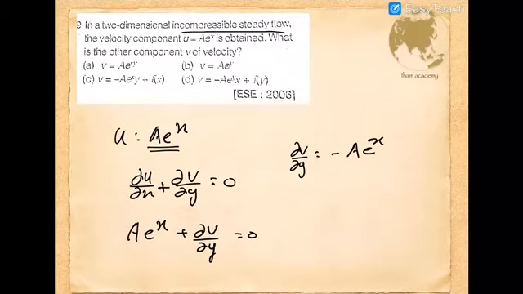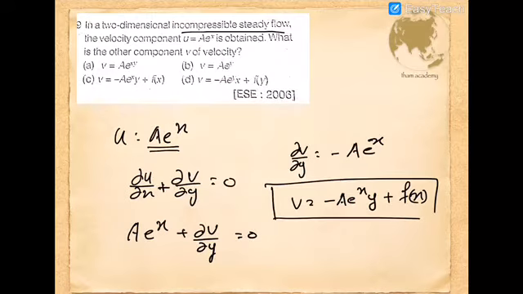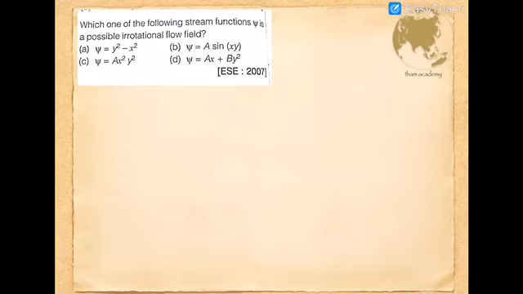So if we go for integration, we will get v is equal to minus a e raised to x y plus a constant. But since it is partial differentiation, integration will give a constant that is a function of x. So f of x will be the answer. So from the question, option C is going to be the correct answer.